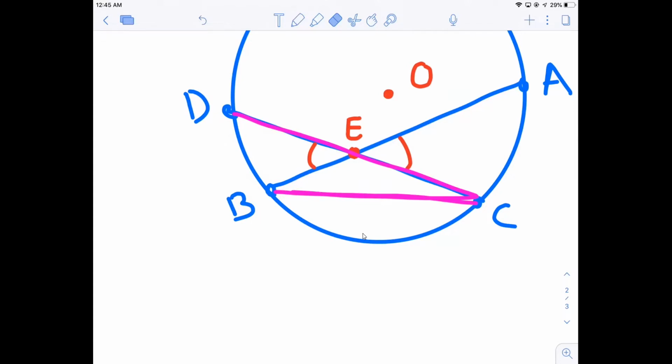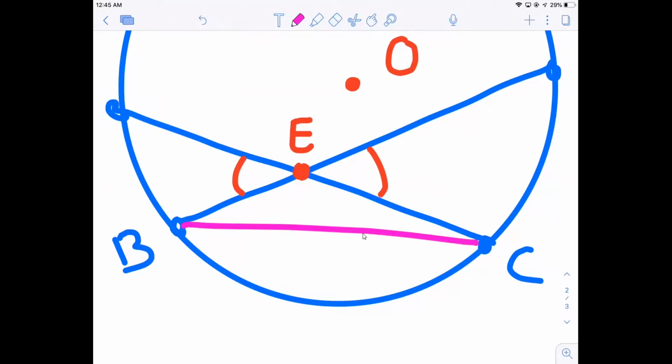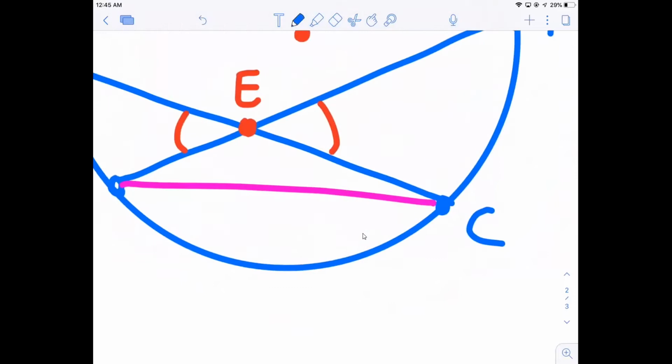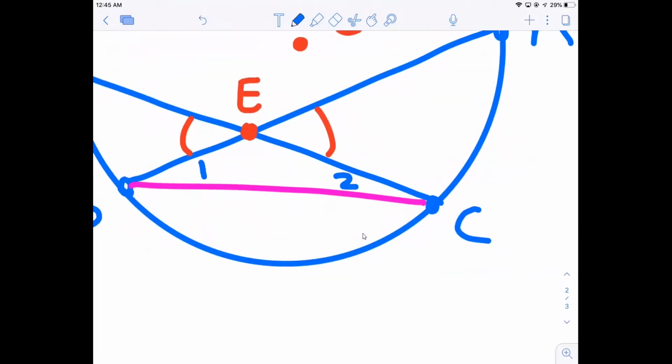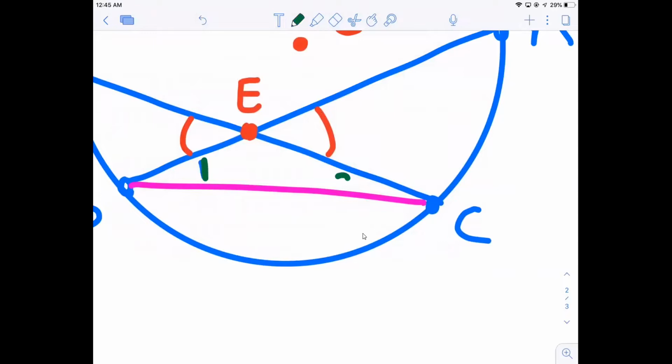So let's label these two angles. Come on, get real close here. No, one more try, sorry. Oh my goodness. Just want to delete that. Okay. That was a waste of time. I'm sorry. I'm going to call these angles 1 and 2. Pick a different color. 1 and 2.